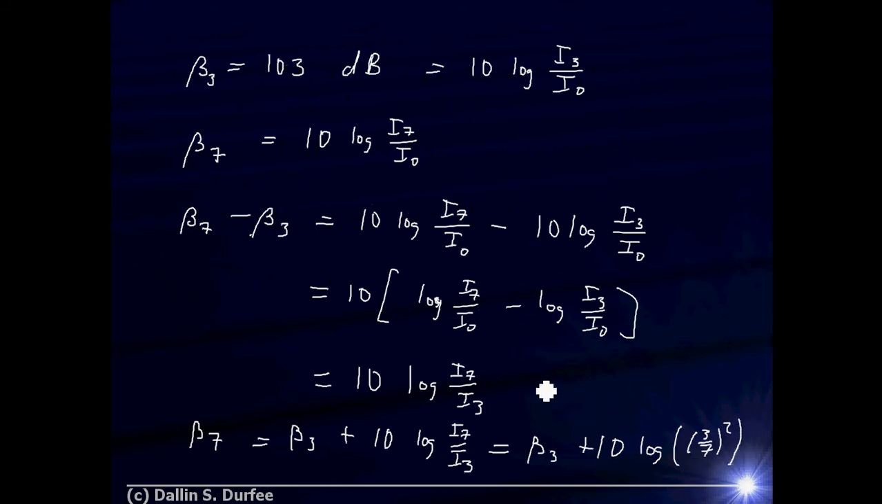Now, it may be a little confusing, because I take the sound level 3 meters away and I add something to it to get the sound level 7 meters away. You'd think the sound level would go down, right? Well, in fact, 3/7 squared is less than 1. The logarithm of something less than 1 is negative, so I actually do get something smaller.